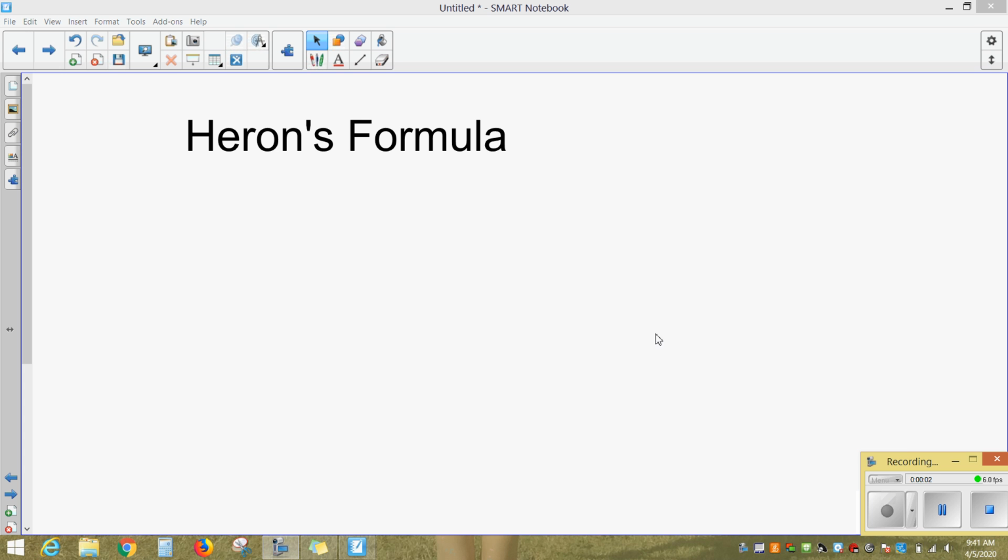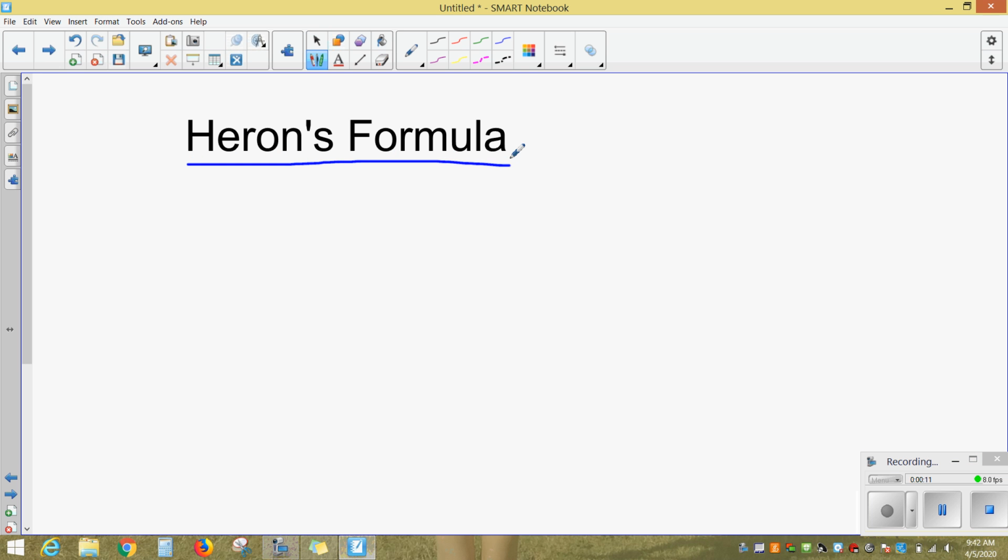One application of the law of cosines is what's called Heron's formula. Heron's formula itself doesn't involve trig, but it's derived using the law of cosines. The proof is in your book on page 309 if you want to read about it and look it over. Kind of an interesting proof.